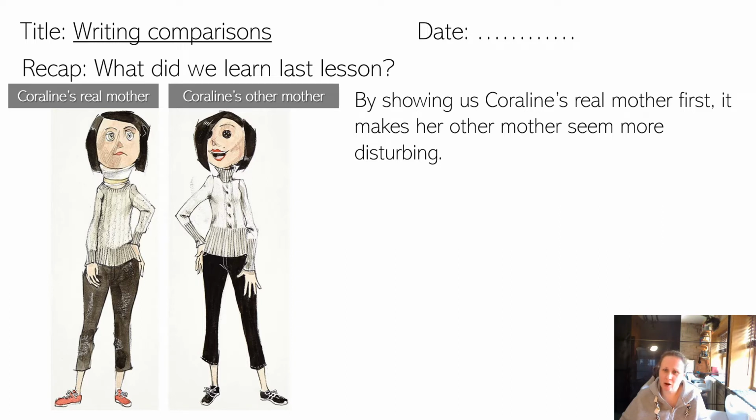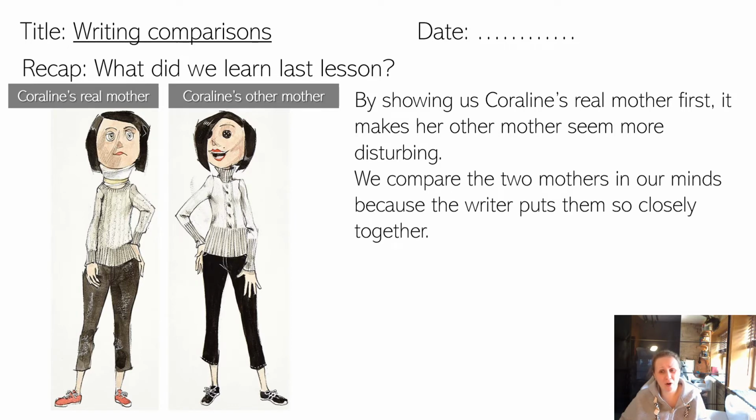And by putting Coraline's real mother first, she's not brilliant, is she? She doesn't buy her those gloves that Coraline really wants. She's not very organised with the food. She's got that furry cheese in the fridge. Nobody really wants that for lunch. She doesn't really listen to her. She's a bit busy with her work. So we end up comparing the two mothers in her mind, because the writer puts them so closely together in the text. Clever writer Neil Gaiman plays with our minds.